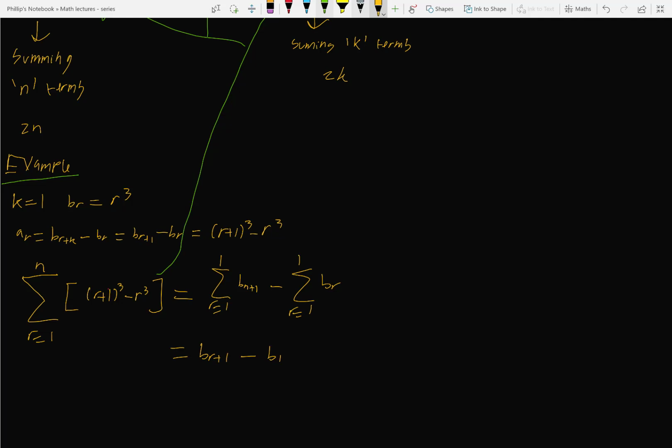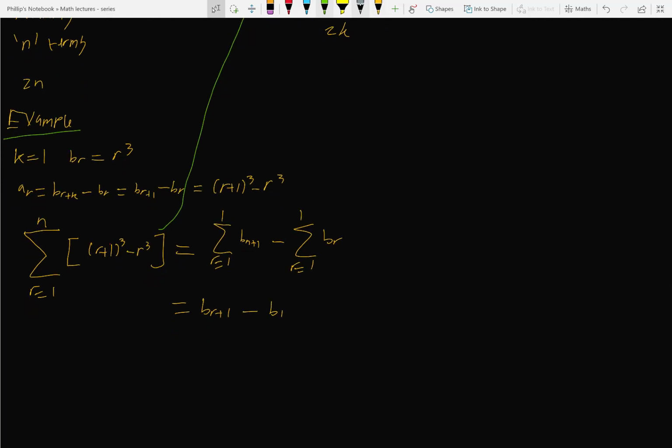So we know what b1 is. It's equal to 1 cubed. Because we know how to work out both of these. Both of these can be worked out using just substituting, substituting r plus 1 in, and then taking r, substituting 1 in. So we've got r plus 1 cubed.